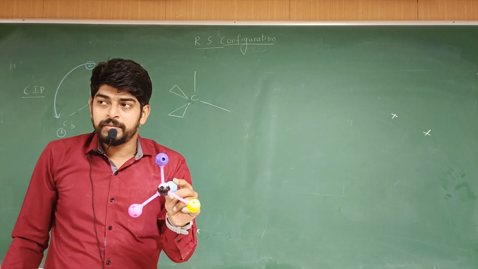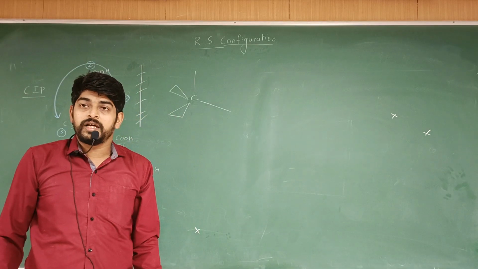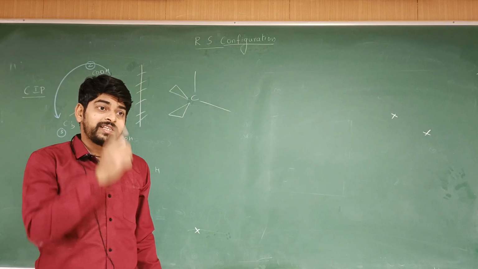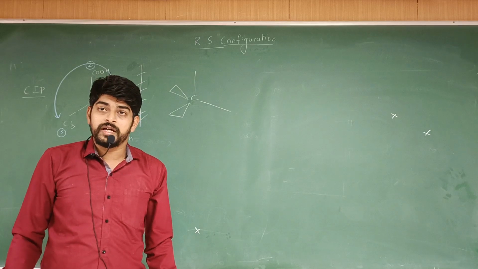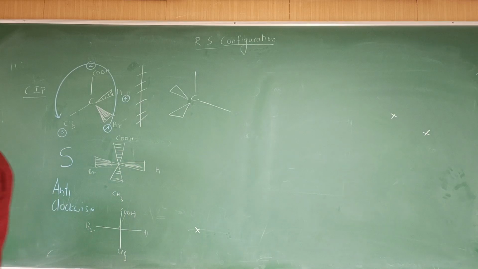Now take a minute's time, draw its mirror image first. Then again mentally visualize the hydrogen to be away from you and see if the remaining 3 groups are directed towards you or away from you. Do it now, all of you.